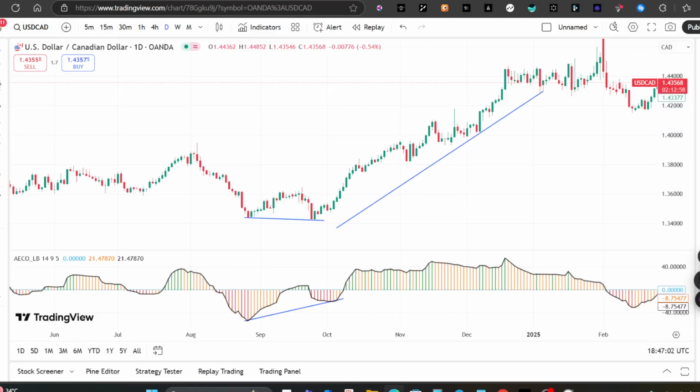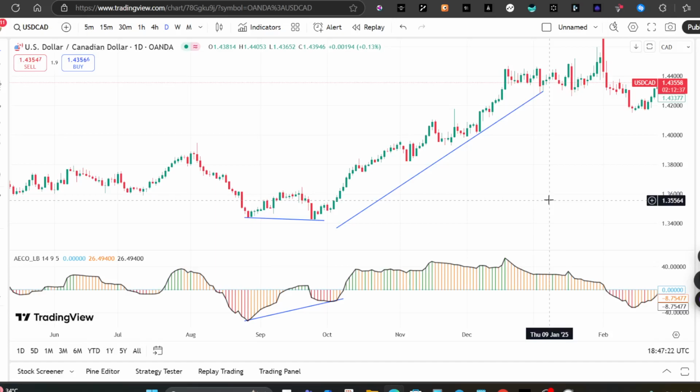Then for swing traders, you may want to use the oscillator on slightly higher time frames like the 1 hour or 4 hour charts. This will give you a clearer picture of medium term momentum, helping you spot trend reversals and continuation patterns. Here you can combine the oscillator with other tools like moving averages to confirm trends before entering a trade.